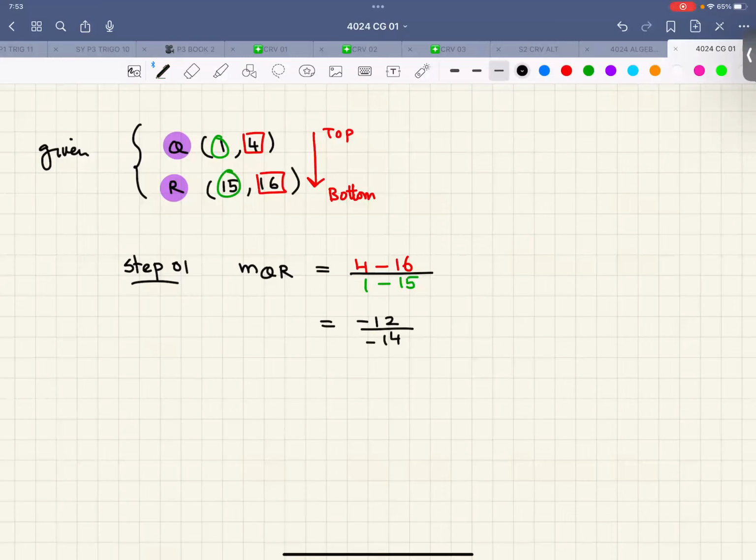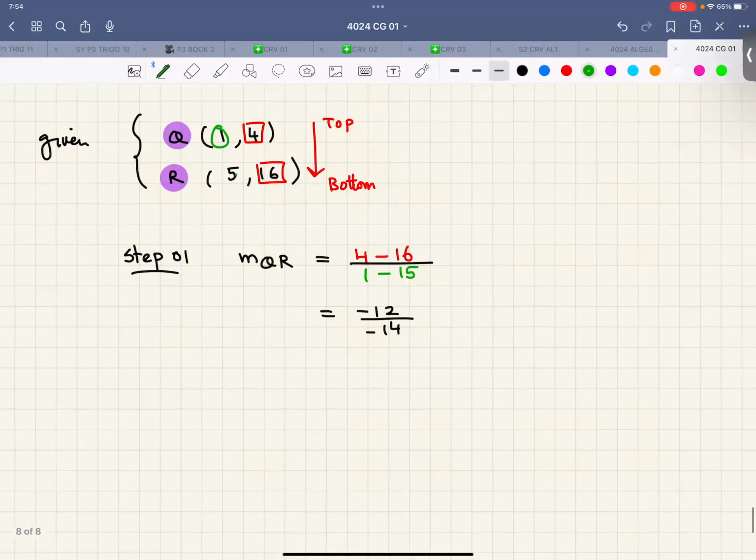I think, let me just double check one thing. 3 into 1 plus 1 and 3 fives are 15. So this is not 15, 16. This is 5 and 16. My bad. Let me just correct it. So this is 5 and 16. So let me just highlight it like this. And let me just change this thing over here. So now let me go back to this. So this is 1 minus 5. We are going in this direction.